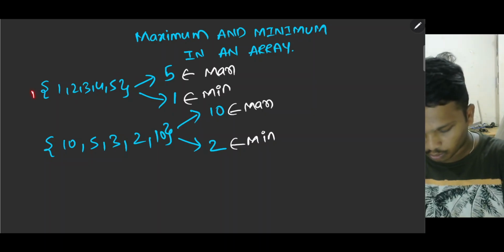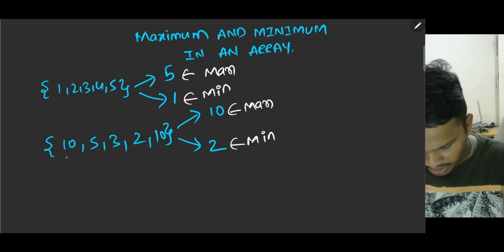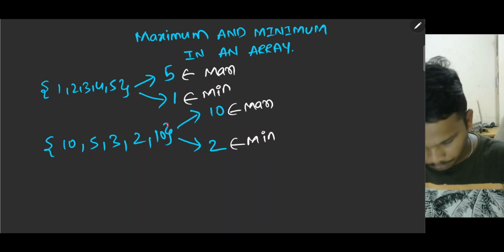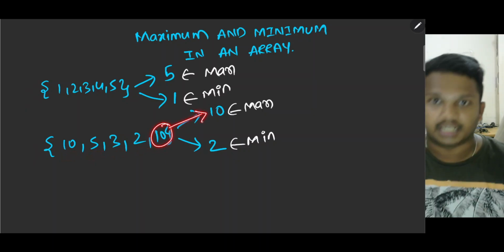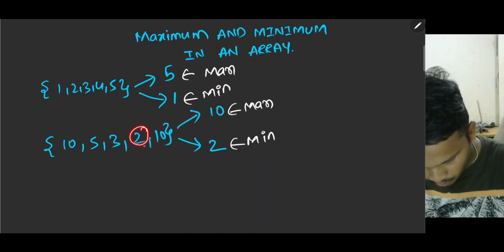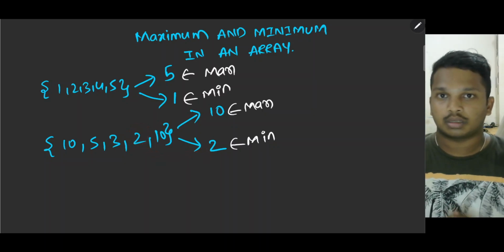Similarly, in this second example, if you observe the entire array, 10, 5, 3, 2, 10, 10 is the maximum, so we will print 10 as maximum. And what is the minimum? 2 is the minimum, so we will print 2 as minimum. Now, how can we do this question?